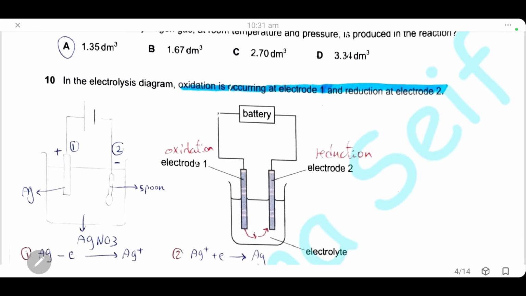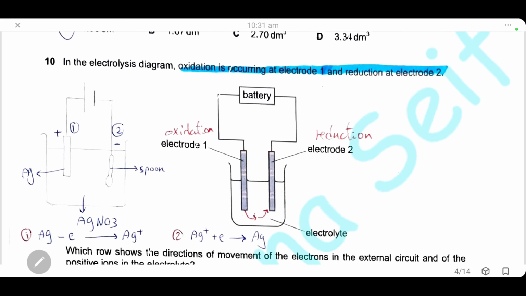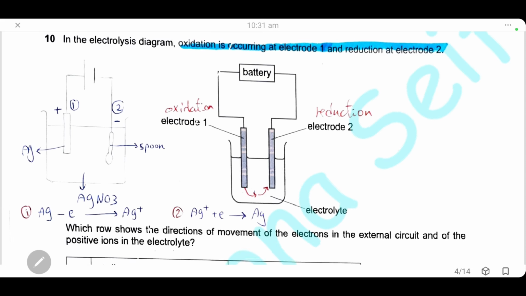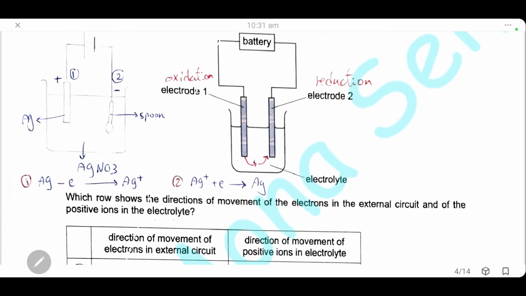Question 10. We have a diagram for electrolysis in which oxidation happened at electrode 1 and reduction happened at electrode 2. Then the question is, which row shows the direction of movement of electrons in the external circuit? So we will draw the direction here on the wire, direction of moving electrons in the external circuit, and the direction of the positive ions in the electrolyte.